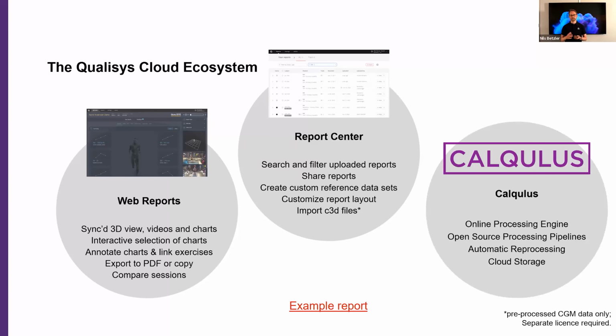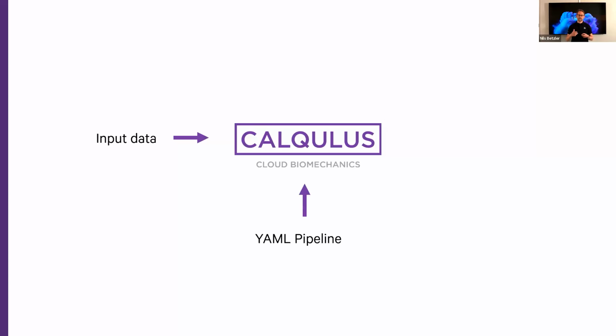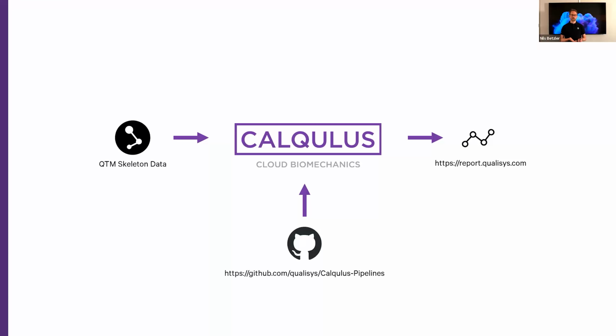And that's what Calqulus will do. It's an online processing engine running on open source pipelines, and it takes in data that you have uploaded and then runs a pipeline to run the processing and generates the same report that you had before. The input data is QTM skeleton data. So it's not marker data, it's skeleton data generated with the QTM skeleton solver. And that data is uploaded to the cloud biomechanics engine.